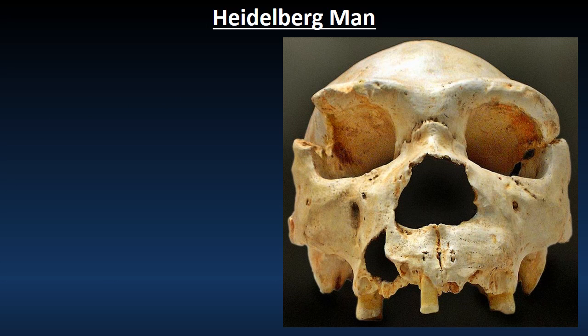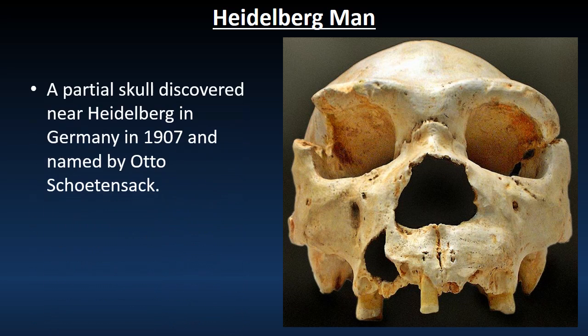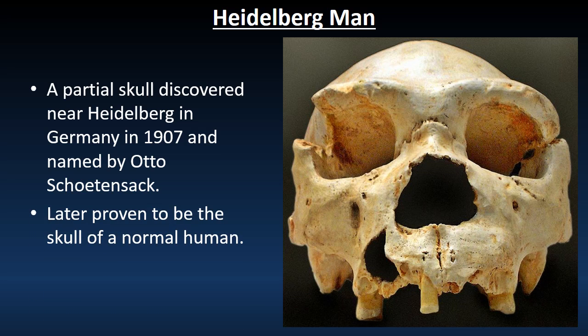So let's get into the different cavemen that we've probably heard of. We've probably heard of most of these, but I think I got 6 or 7 of the big well-known ones and what the true story behind them is. So first one is Heidelberg Man. A partial skull was discovered near Heidelberg, Germany in 1970, and it was named the Heidelberg Man by Ido Schoensack, the man that found it. It was later to be proven to be the skull of a normal human being.